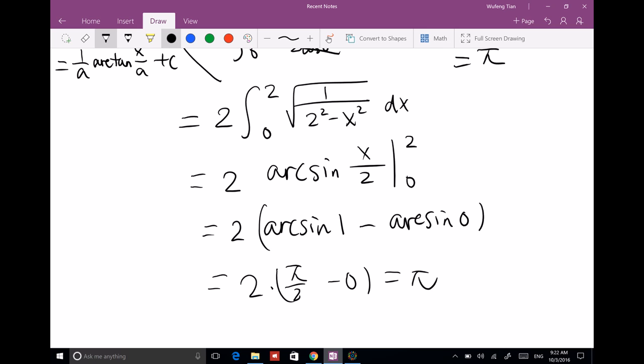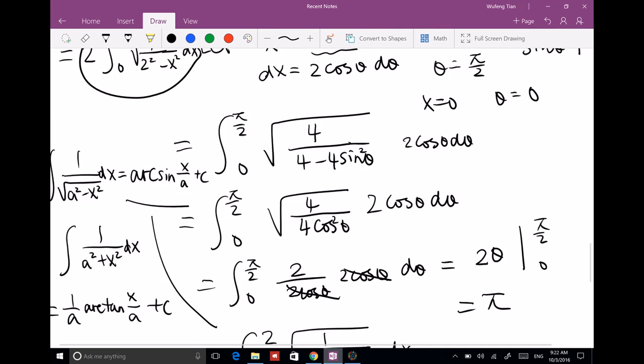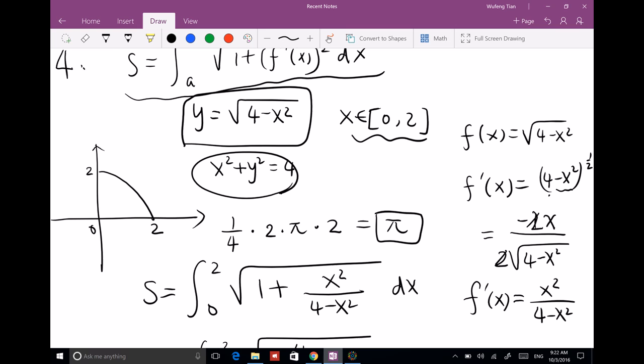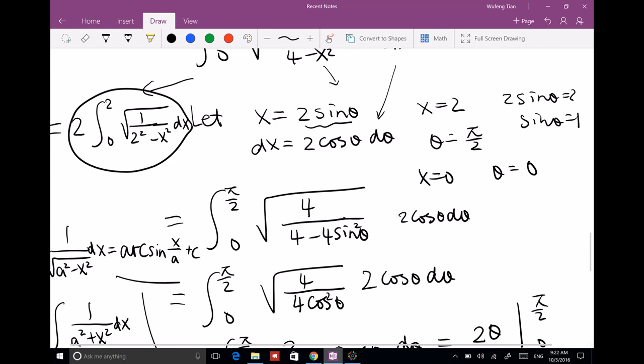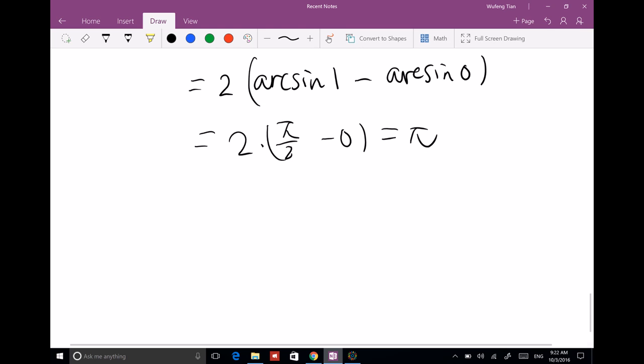Okay. If you use the formula, you can directly get this. Or use trig substitution, you get pi. Or you use the shape of that function, you get pi. Okay. So anyway, this is a good example of explaining the math. You can do math in 3 different ways. Okay. You all get the same answer, the pi. So number 5.